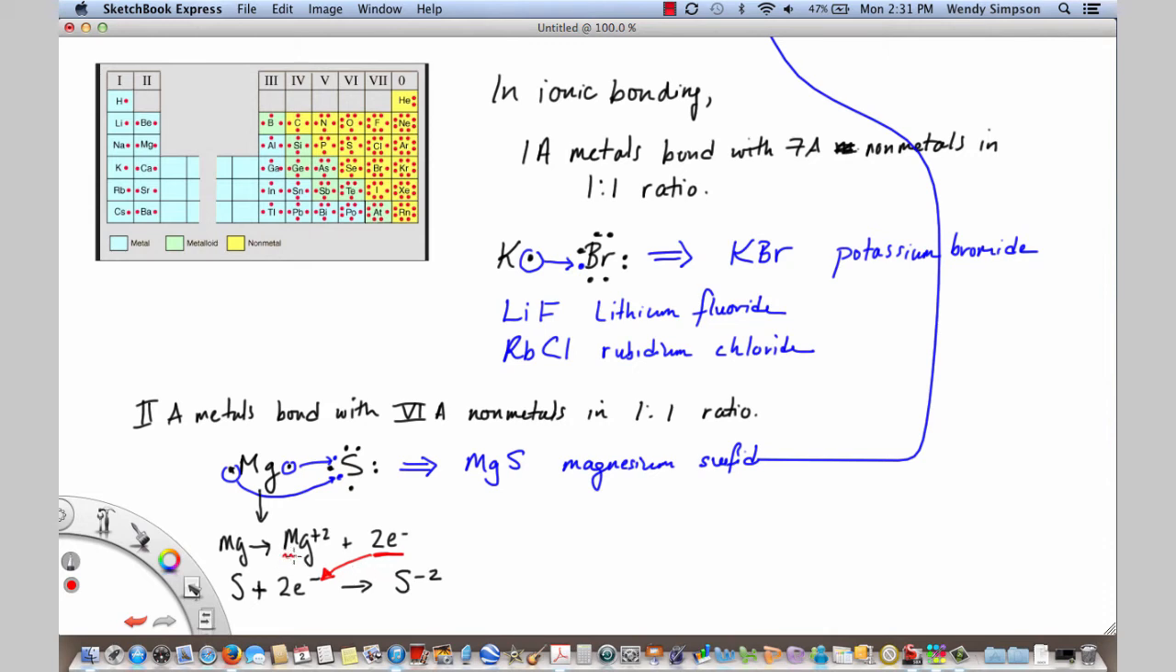So notice that we have a +2 charge here on the magnesium ion and a -2 charge on the sulfide ion. And that is what creates the electrostatic charge that bonds the two ions together in the ionic compound magnesium sulfide.